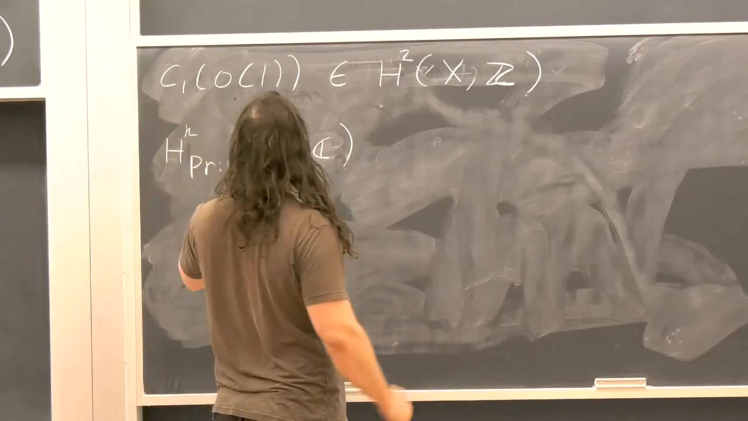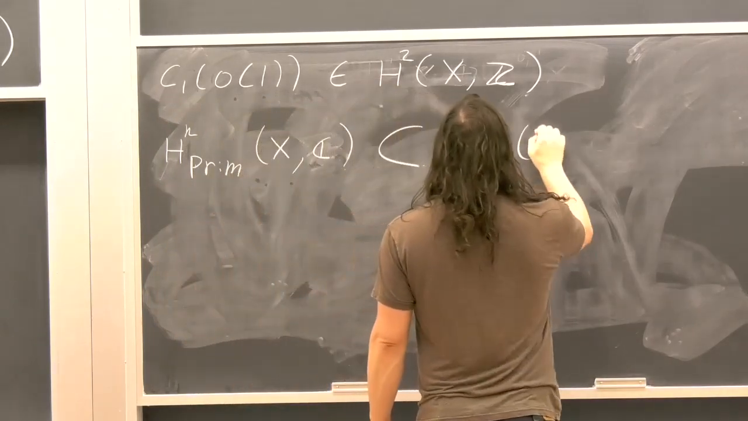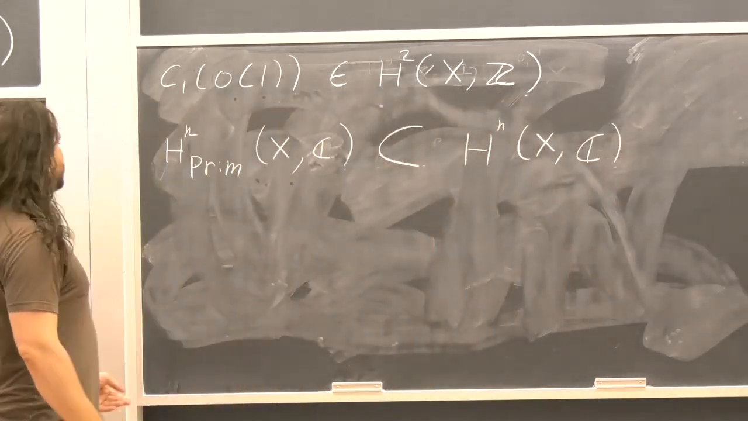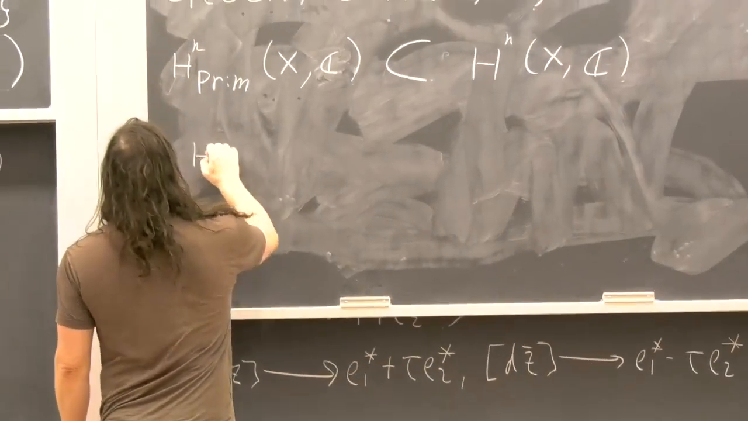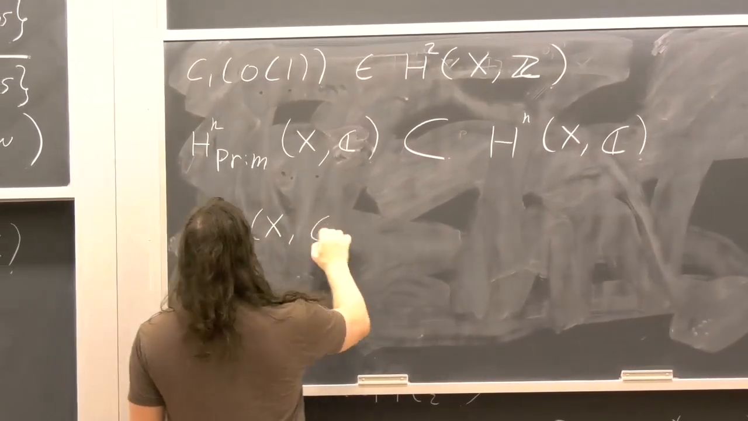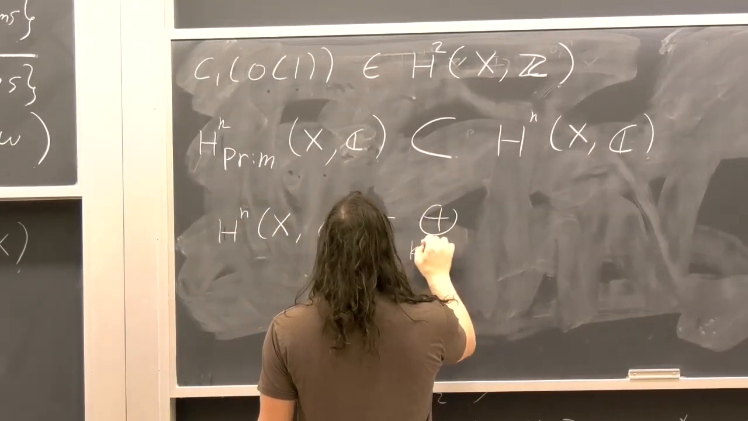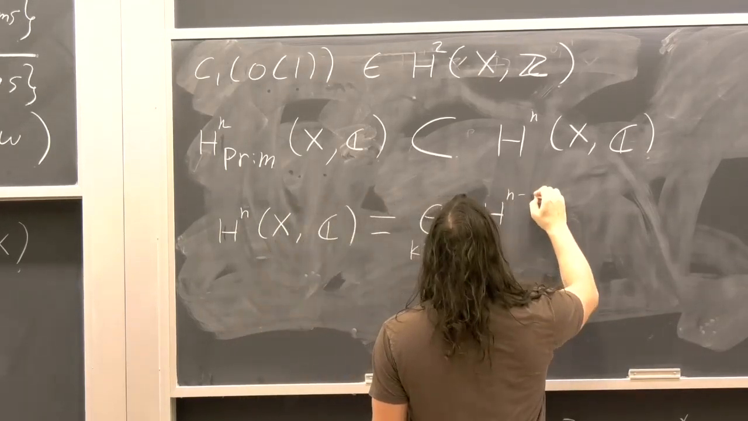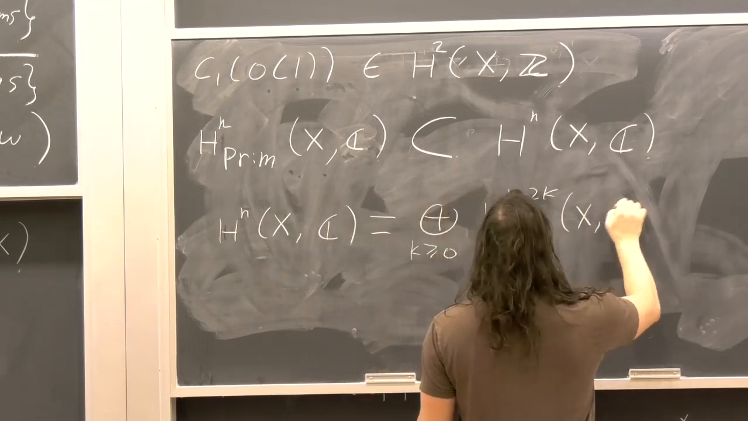Well, let me first say what this is. So the primitive cohomology of X will be a subspace of the full cohomology. And it's going to end up being a subspace such that if we want to look at the full cohomology of X, it's going to be the direct sum over k at least 0 of the n minus 2kth primitive part of X.